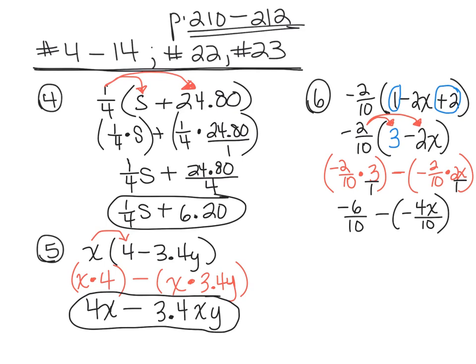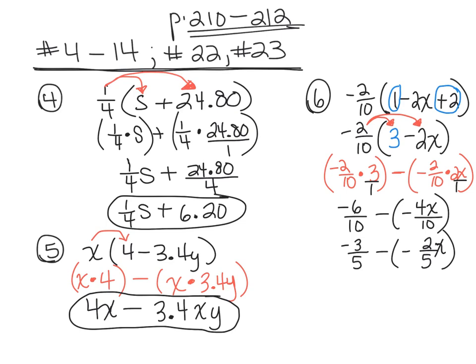Now I'm going to simplify my fractions and simplify how I write subtracting the negative. So let's first start with simplifying the fractions. So 6 and 10 both divide by 2. So we get negative 3/5 minus a negative. And then we have 4 and 10, which also both divide by 2. So we get negative 2/5 x.